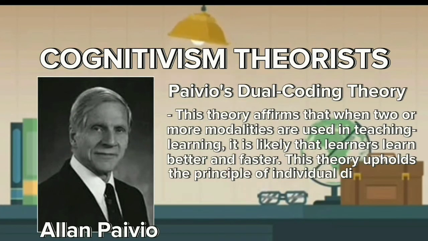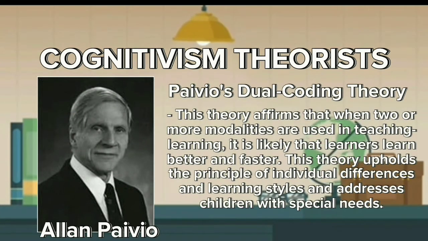Allan Paivio's dual coding theory. This theory affirms that when two or more modalities are used in teaching and learning, it is likely that learners learn better and faster. This theory upholds the principle of individual differences and learning styles and addresses children with special needs.